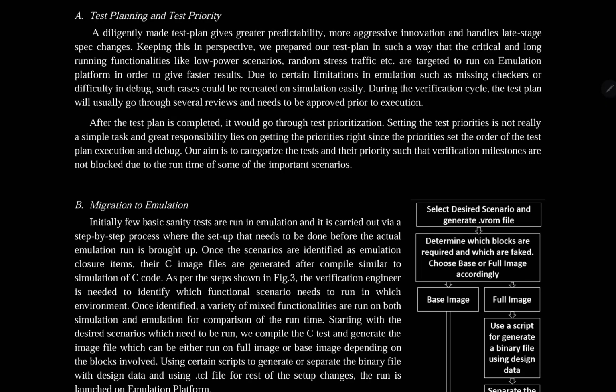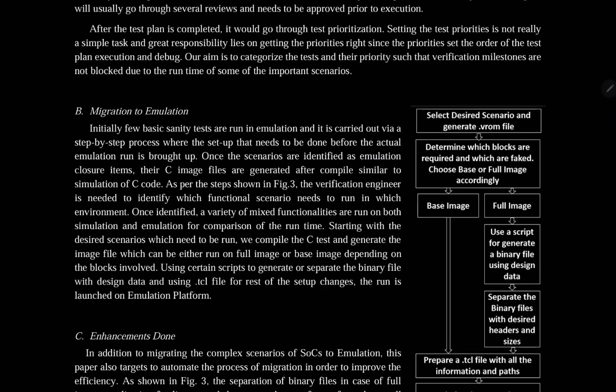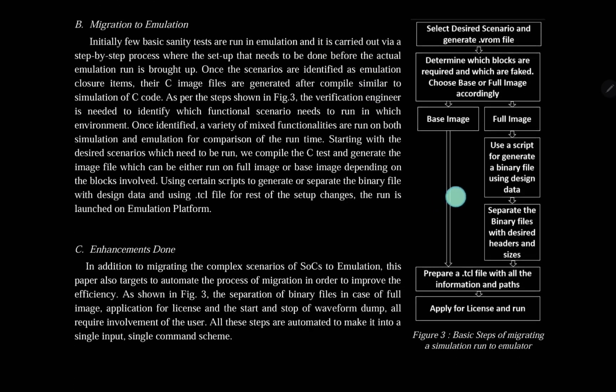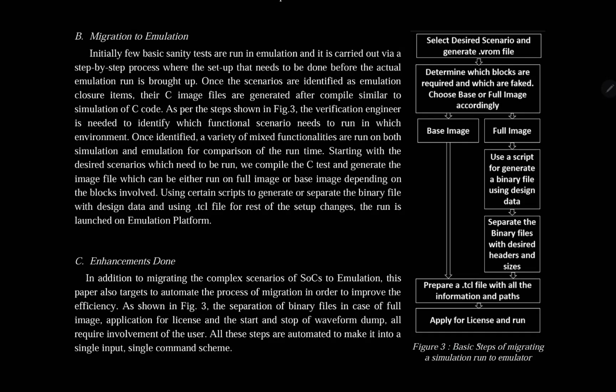Our aim is to categorize the tests and their priorities such that verification milestones are not blocked due to the runtime of the sum of the important scenarios. B. Migration to emulation. Figure 3: basic steps of migrating a simulation run to emulation. Initially, a few basic sanity tests are run in the emulation, and this is carried out via a step-by-step process where the setup that needs to be done before the actual emulation run is brought up.